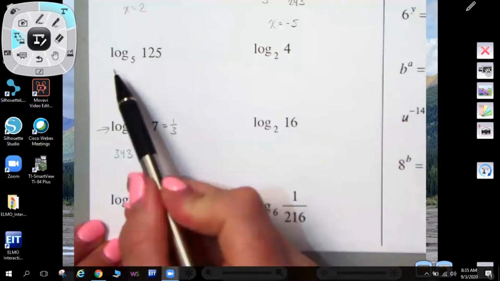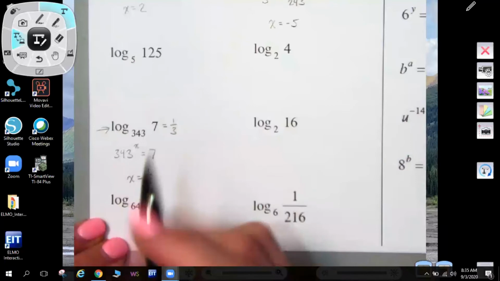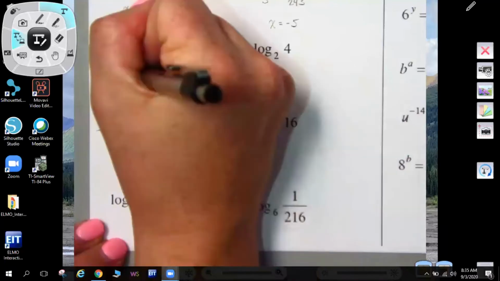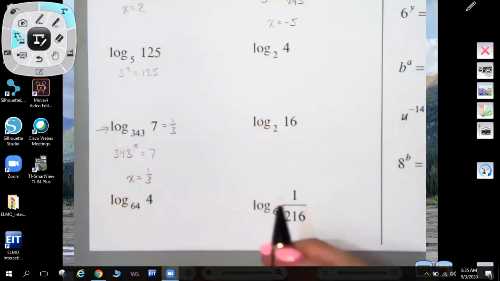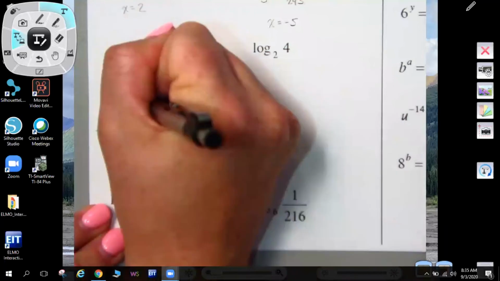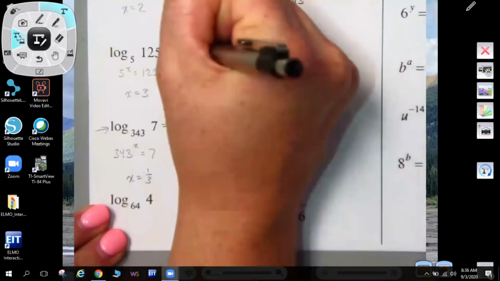So looking at log base 5 of 125, this logarithm is asking 5 to what power equals 125. So what exponent needs to go on 5 to make it equal 125? 3. So that means the answer to this logarithm is 3.